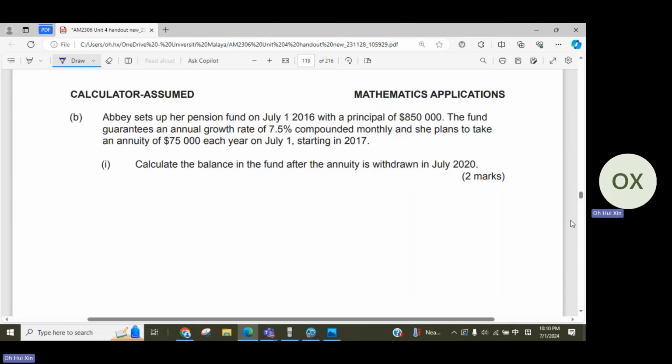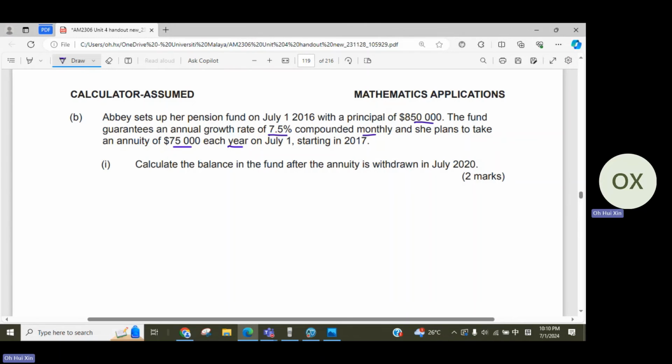Okay, so there's this pension fund by Abby that was set up on July 1st, 2016 with a principal of 850,000. The fund guarantees an annual growth rate of 7.5% compounded monthly, and she plans to take an annuity, which means she plans to withdraw 75,000 each year. So you realize that the PPY and CPY here are different, because the interest rate is compounded monthly, but the withdrawal is made each year.